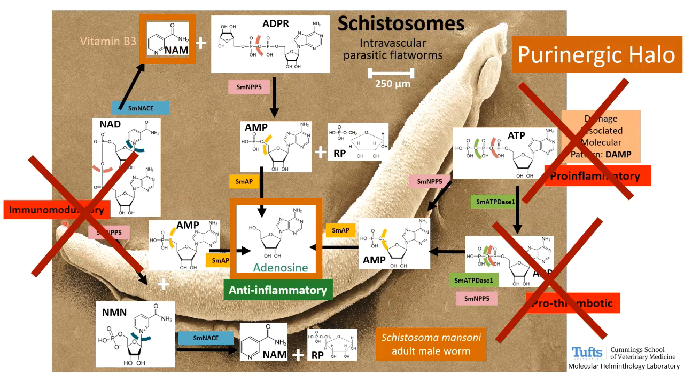So in sum then, we have a series of ectoenzymes that are controlling this collection of purinergic signaling molecules around the parasites. In other words, they're controlling the schistosome's purinergic halo.